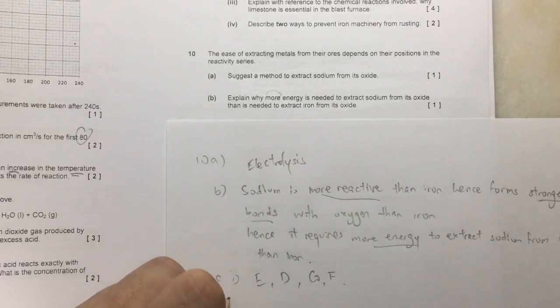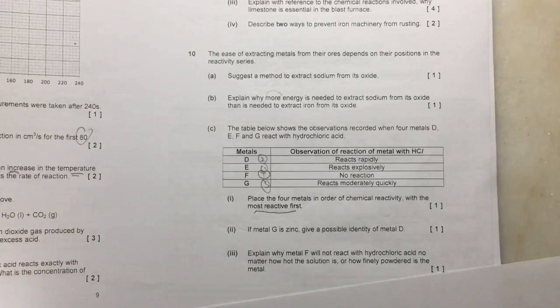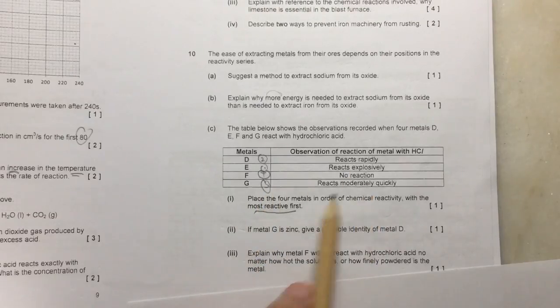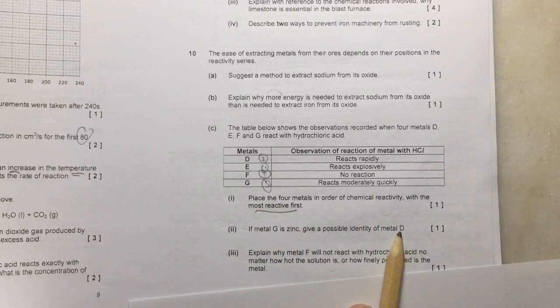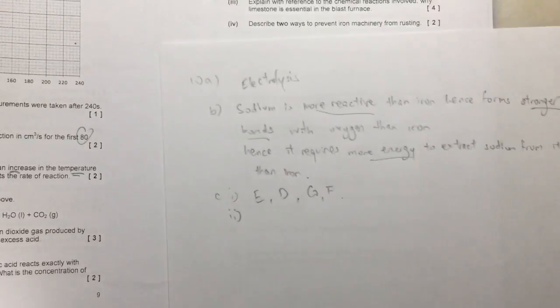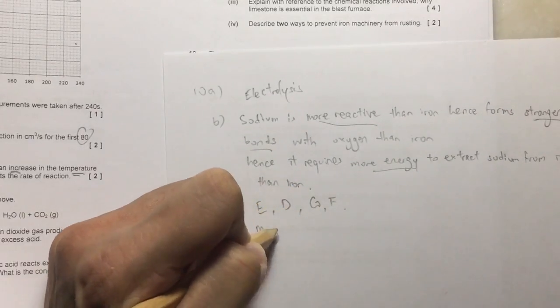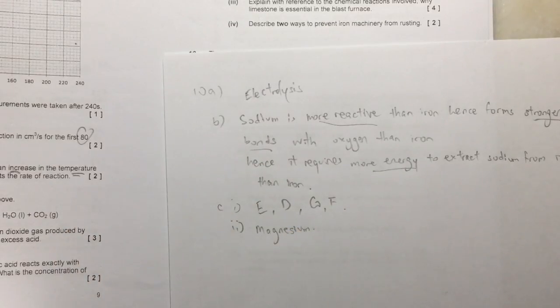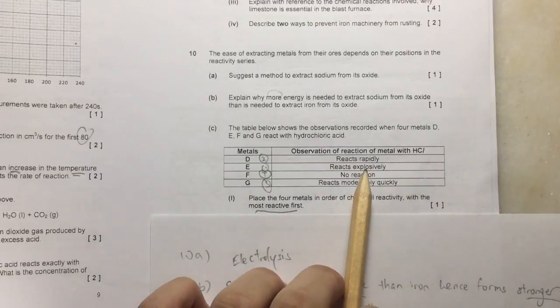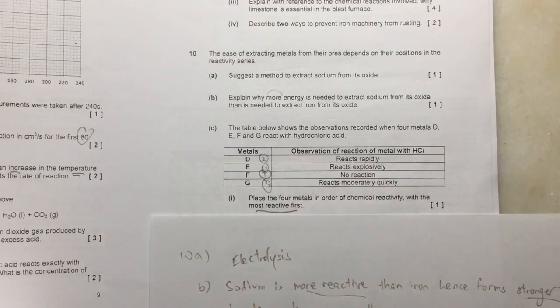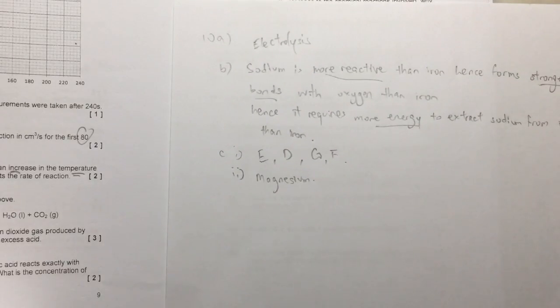Okay. Then we go on to part 2. If G is zinc, moderately quickly, zinc. Find D. D reacts rapidly. So rapidly, I've got 1 or 2 choices. Preferably magnesium. Okay, because explosively you will have sodium, potassium, maybe even calcium. So magnesium fits your answer perfectly.